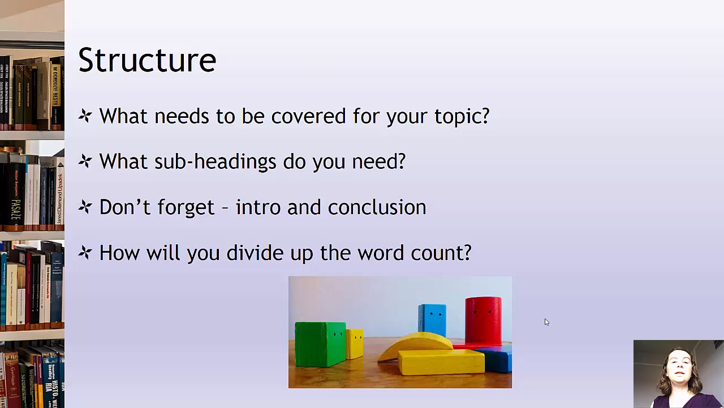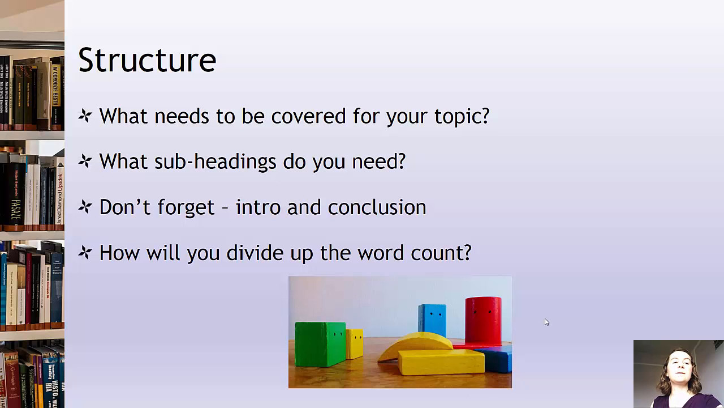Once you've worked out what you need to include, you can start thinking about how to structure this chapter through subheadings and how to allocate the word count. Don't forget that each chapter of your dissertation needs its own introduction and conclusion, which will usually be about 10% of that chapter's word count. You can then divide up the remaining words into your different sections.